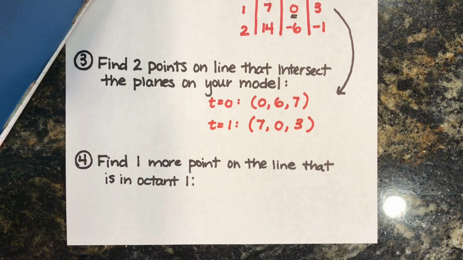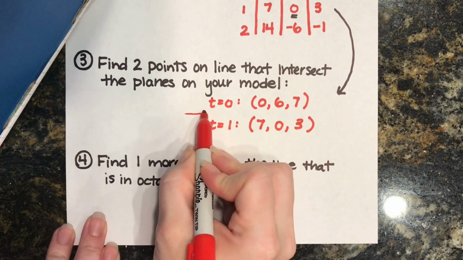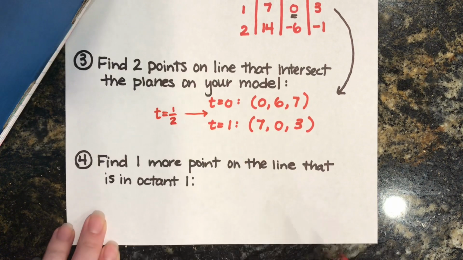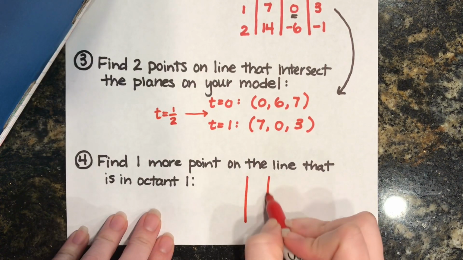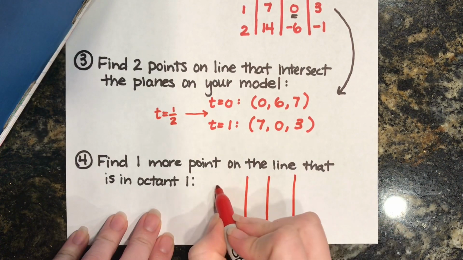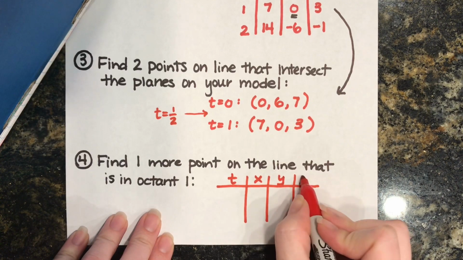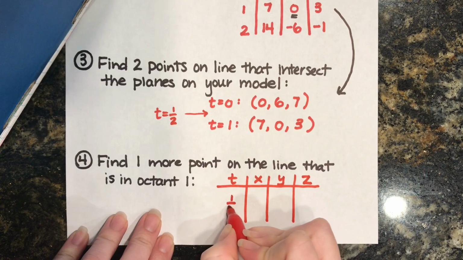Next, I'll find one more point that's on that line, and I'm going to choose one that lands right between those 2 points that I already found. So I'm going to choose t equals half since it's between 0 and 1. Any t value between 0 and 1 will work. And here I am filling out the table again from the equations for that line.